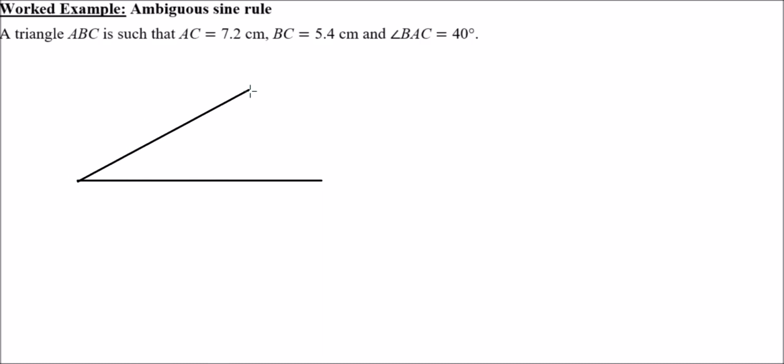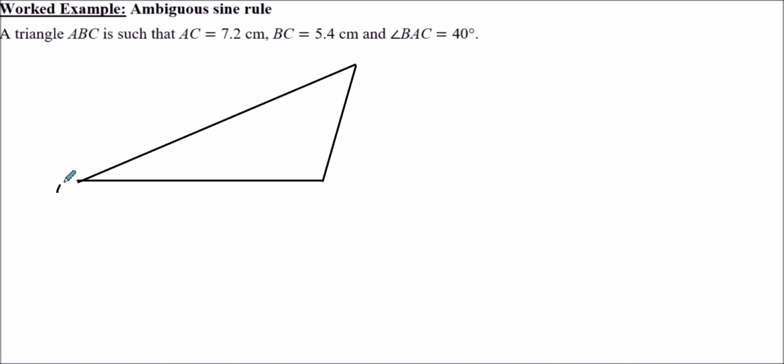Second side can go up like so, and then one coming down like this. So we're told it's triangle ABC, so just draw on A, B and C in any order. We're then told that AC is 7.2, so I'm just going to label this 7.2 like so. BC we're told is 5.4, so I'll call that 5.4.